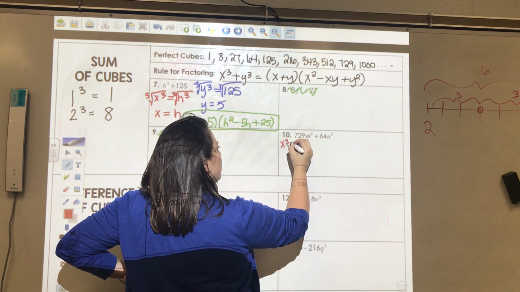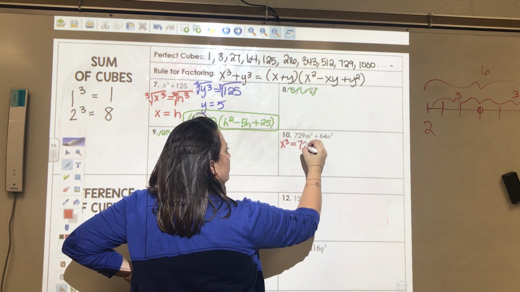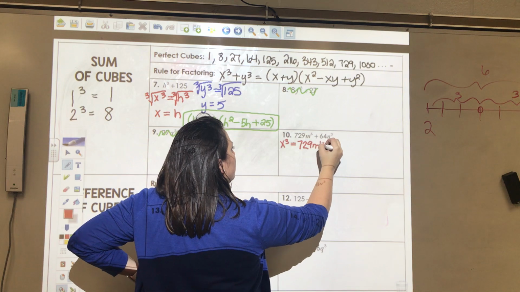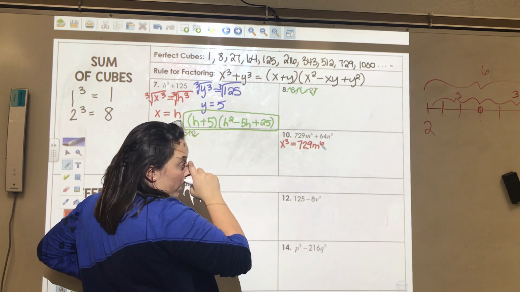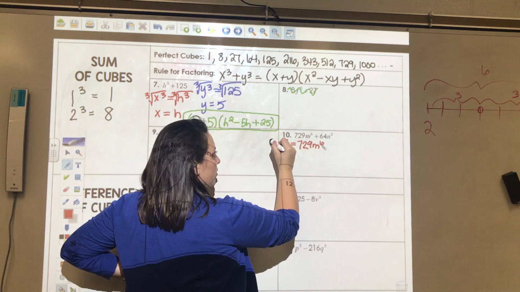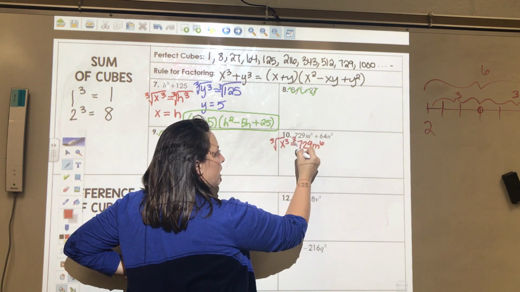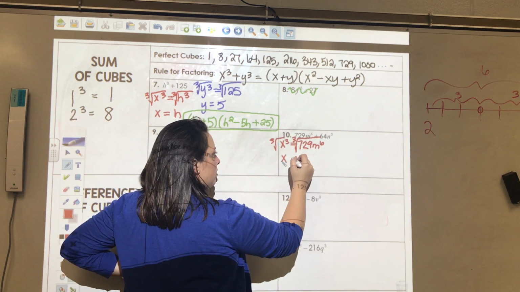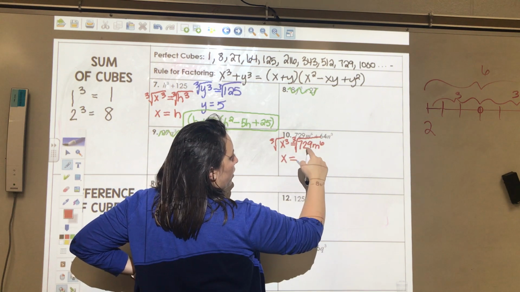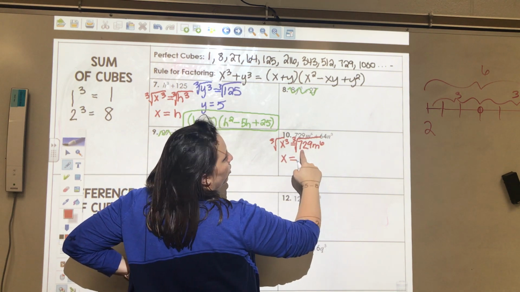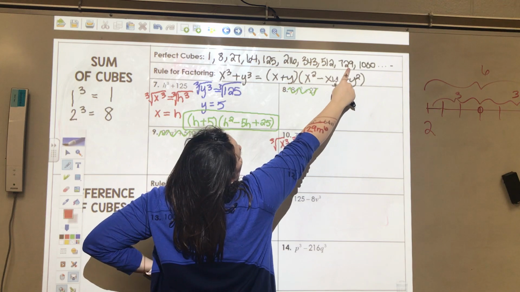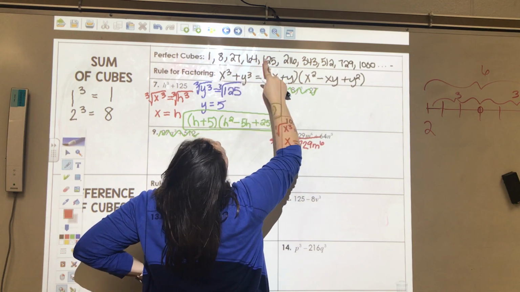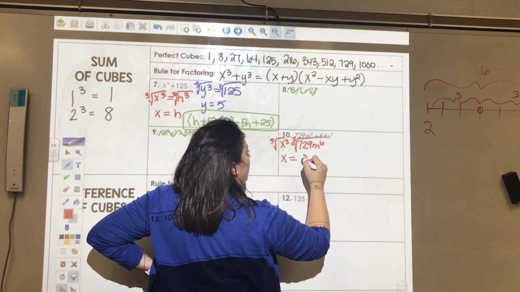So I know that x cubed is really this one right here, 729 m to the 6th. I need to figure out what x is equal to. Well, to do that, I need to cube root both sides. The cube root of x cubed is x. The cube root of 729 m to the 6th. The cube root of 729 is this one right here. That's in the 9th spot. 1, 2, 3, 4, 5, 6, 7, 8, 9.